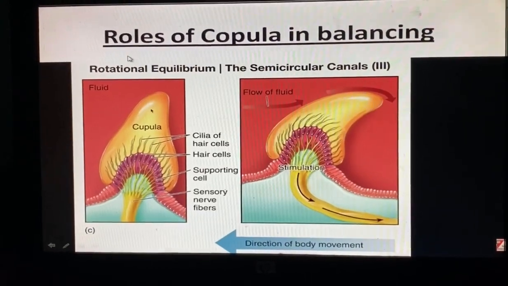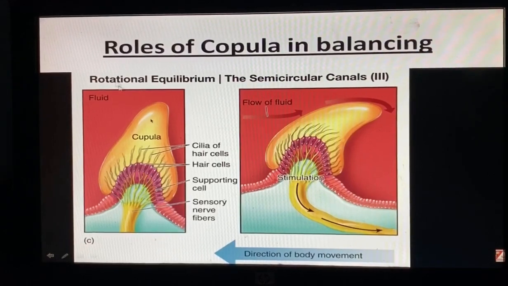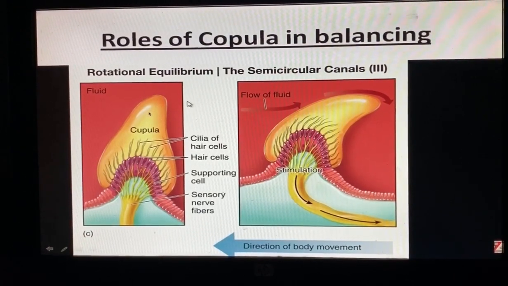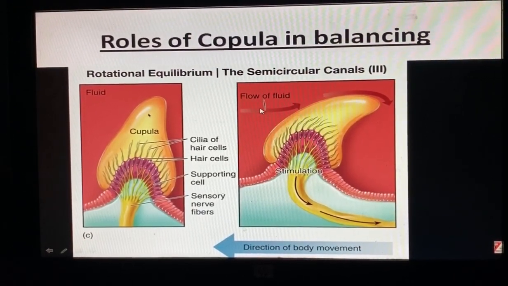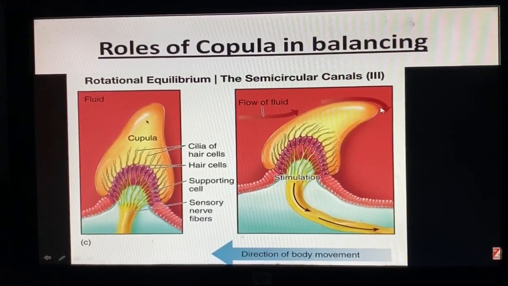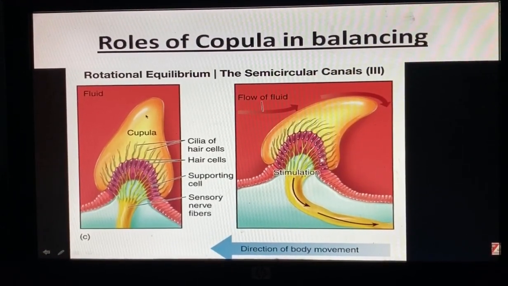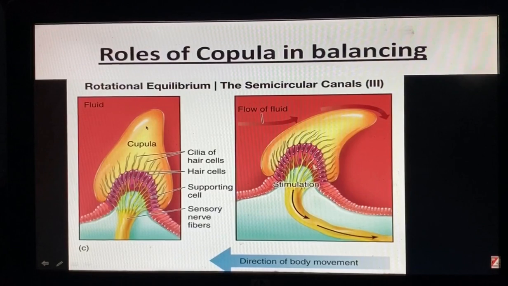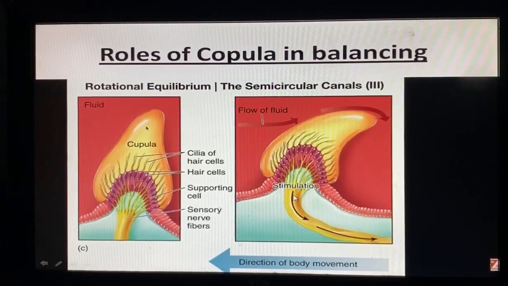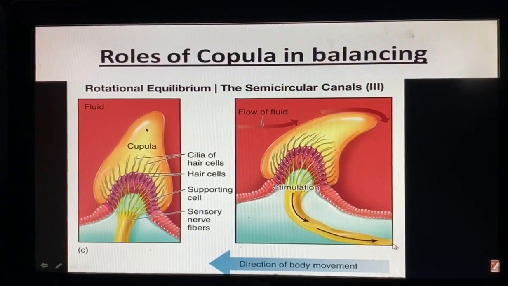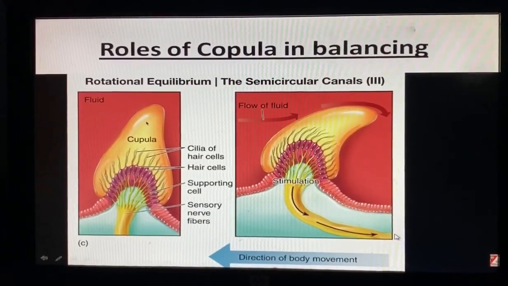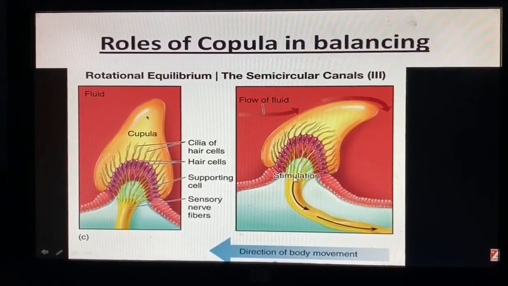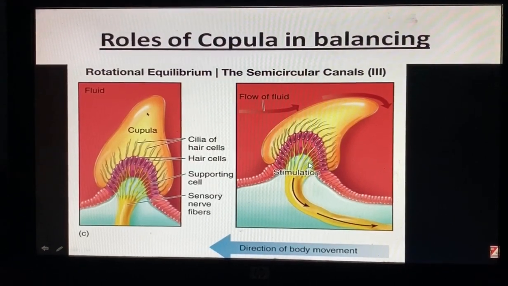How does the cupula help in balancing? This helps in balancing by rotational equilibrium. You see, when the fluid flows in that direction, the hair cells are bending, which pushes the base to move backward. All these signals are sent to the brain, telling at which direction the fluid is moving and at which direction the sensory hair cells are responding, right? That's how our brain can understand the angles.